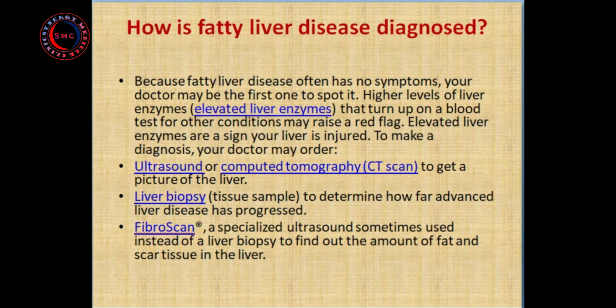To make a diagnosis, your doctor may order an ultrasound or CT scan, computed tomography, to get a picture of the liver. Liver biopsy, a tissue sample, to determine how far advanced the liver disease has progressed. FibroScan, a special ultrasound, is sometimes used instead of a liver biopsy to find out the amount of fat and scar tissue in the liver. These are the causes, diagnosis and symptoms of fatty liver.